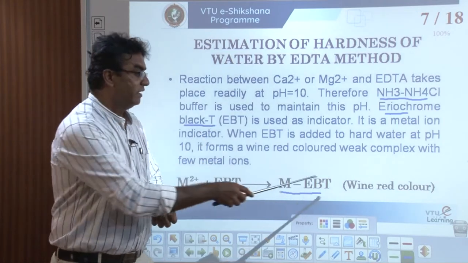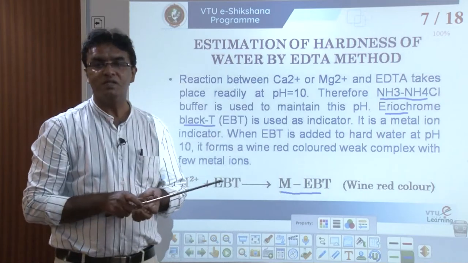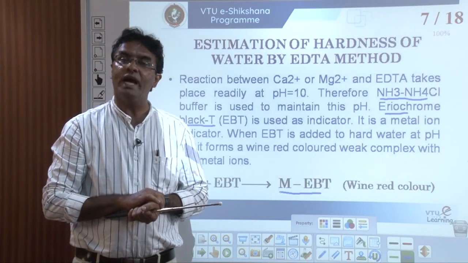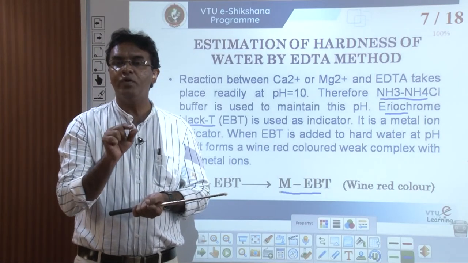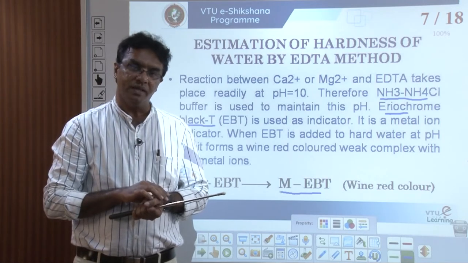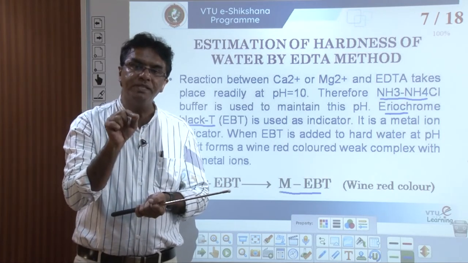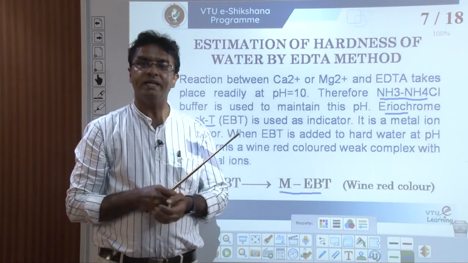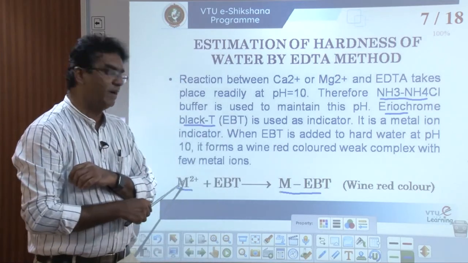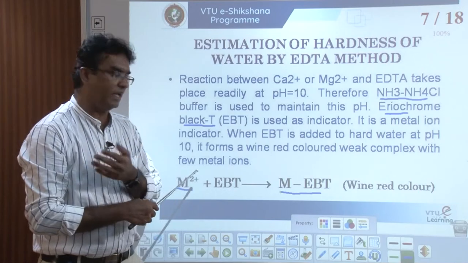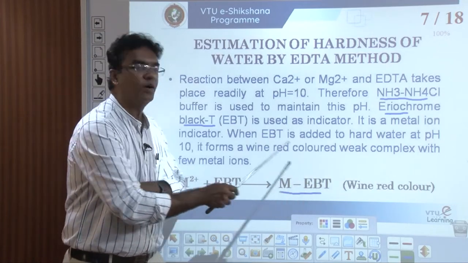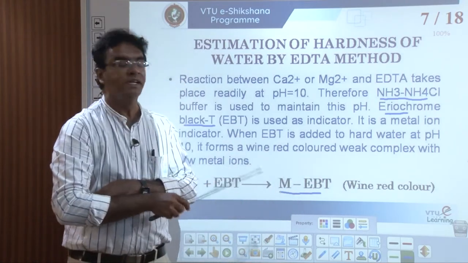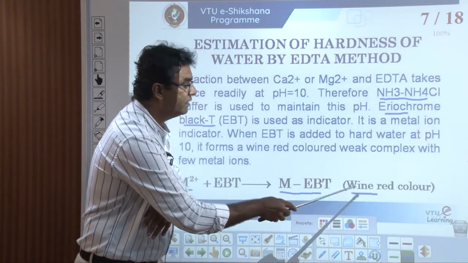So that's why you are going to get wine red color. I repeat once again, we will take 25 ml of the hard water sample in a conical flask. To that we add ammonia, ammonium chloride buffer to maintain the pH at 10. After adding buffer, we add a pinch of eriochrome black T indicator. The moment we add it, it forms a complex with some of the metal ions, a metal ion eriochrome black T complex. We call it the metal EBT complex. The color of that complex is wine red.